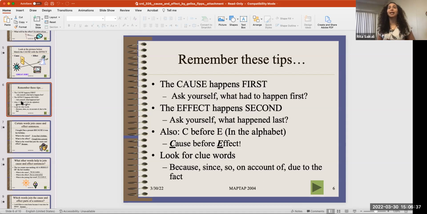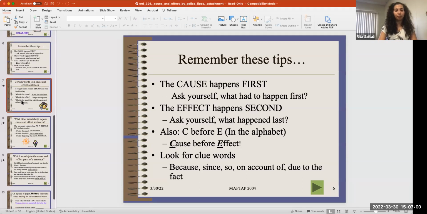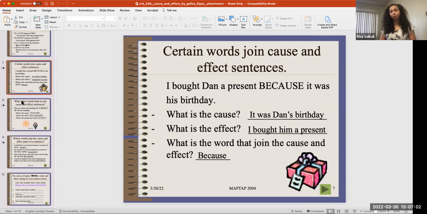So that's something that can help you remember that for when you are writing yourself or when you are trying to identify the cause and the effect. So C comes before E, and that is the way it goes. Cool? All right. And look for clues like because, since, so, on account of, due to the fact, right? As a result of, these are tips and tricks that will help you identify the main point.